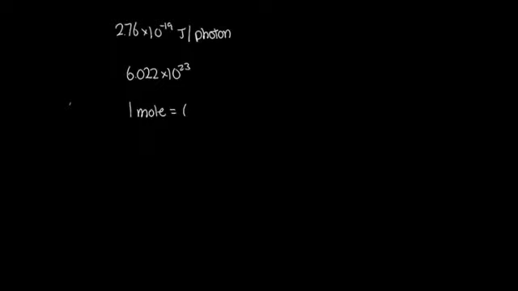Part B says to calculate the energy of a mole of photons with the same wavelength. From part A, we know the amount of energy in one photon, which is 2.76 times 10 to the negative 19 joules per photon. To convert to moles, we're going to need to use Avogadro's number, which is 6.022 times 10 to the 23rd. A relationship we can set up is that for every mole, there are 6.022 times 10 to the 23rd photons.